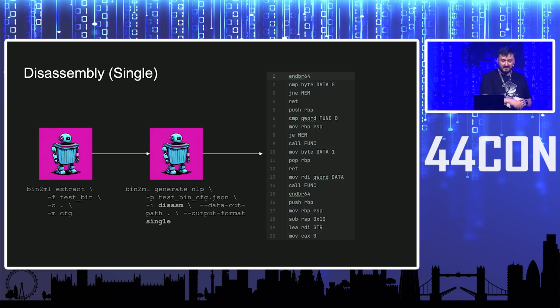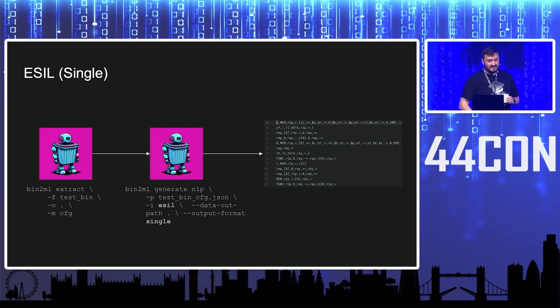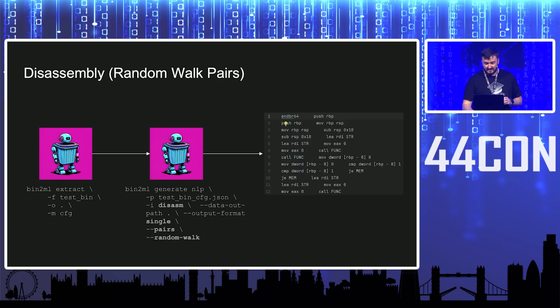So let's say, for example, again, CFG data type, we haven't changed the extract, so this is the same JSON file. But let's say we want disassembly and we just want single, so we want a linear walk across a function and we just want it in a big text file. So again, we can do that. Again, we just change it to ISL. We get exactly the same for ISL.